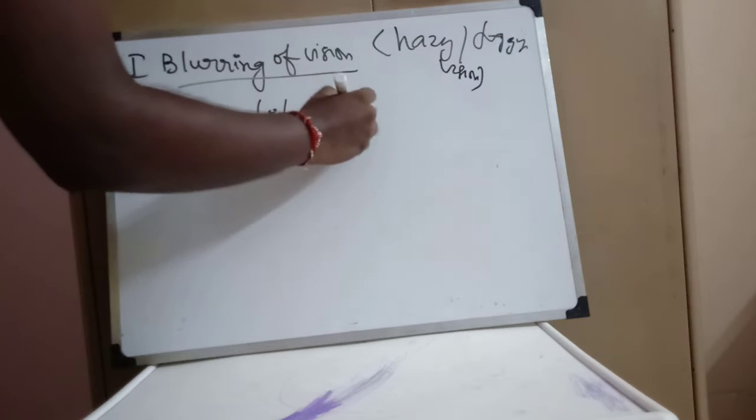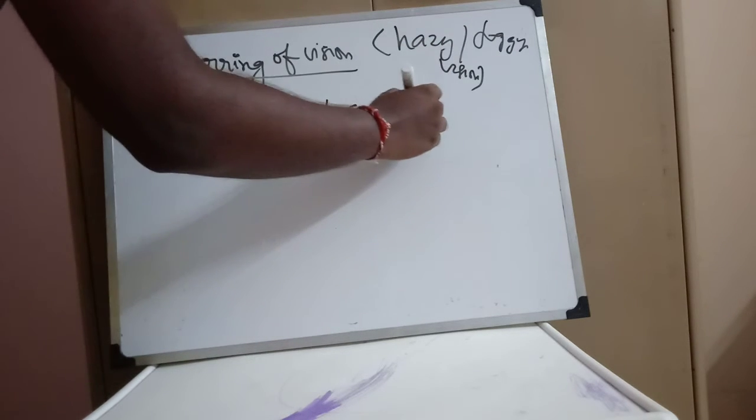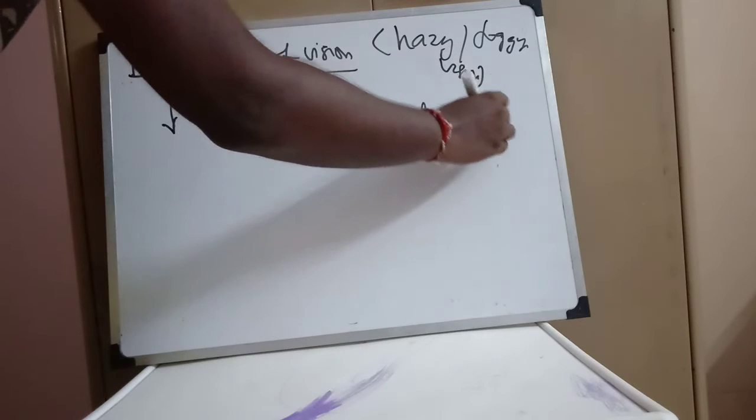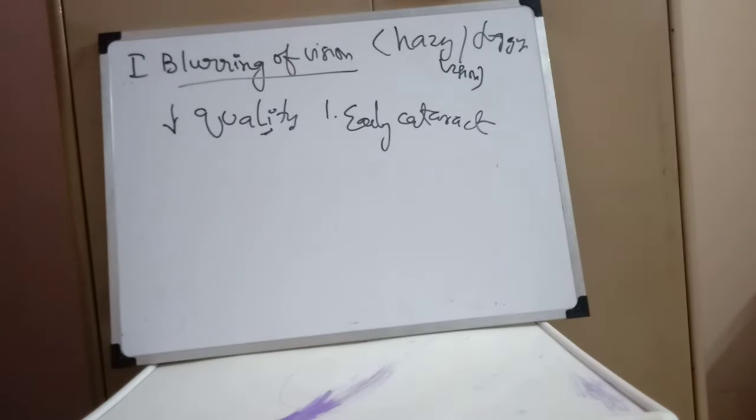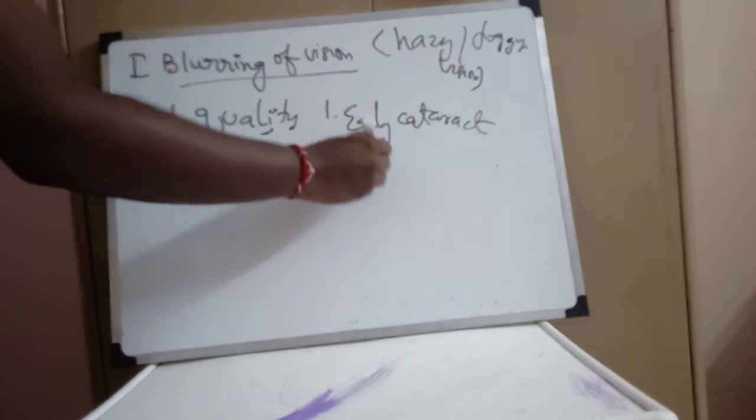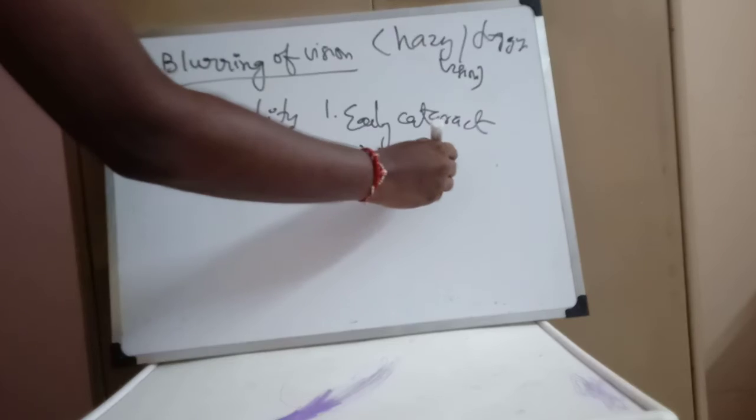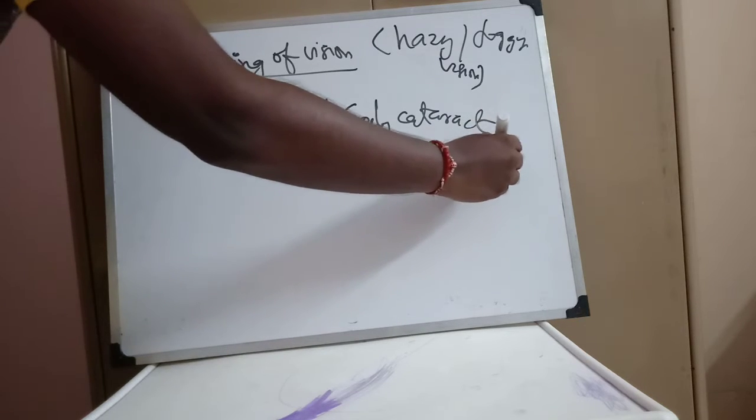So what are the conditions? In early cataract, there is not complete opacity formed in the lens. Here and there are certain water collections in the lens which distort the refraction of the light rays, which subsequently causes distortion of vision. Second one is minimal astigmatism.